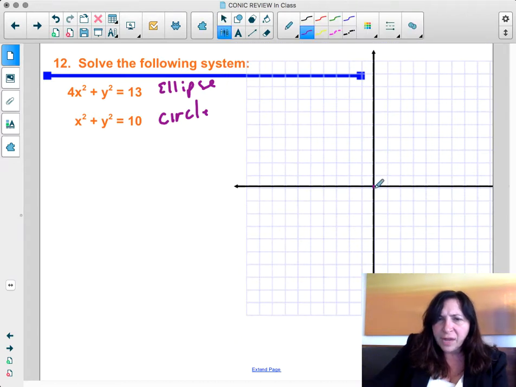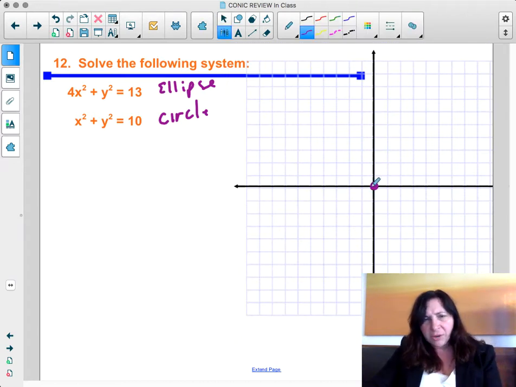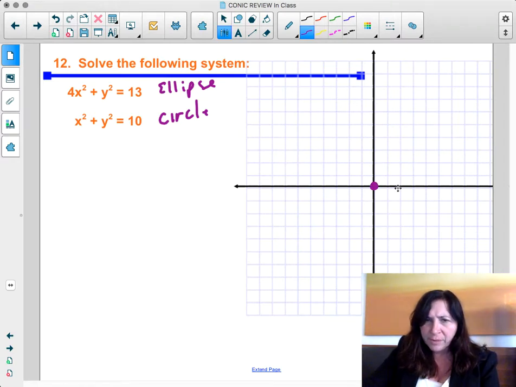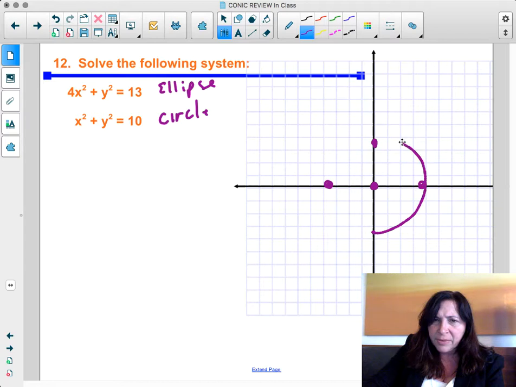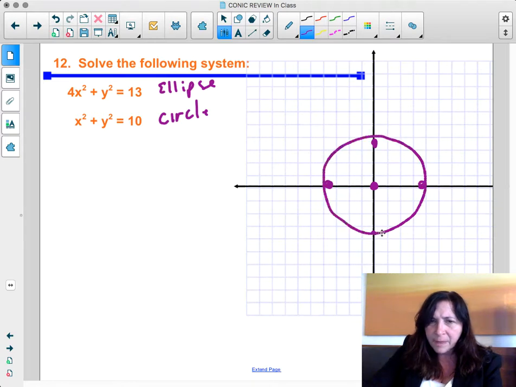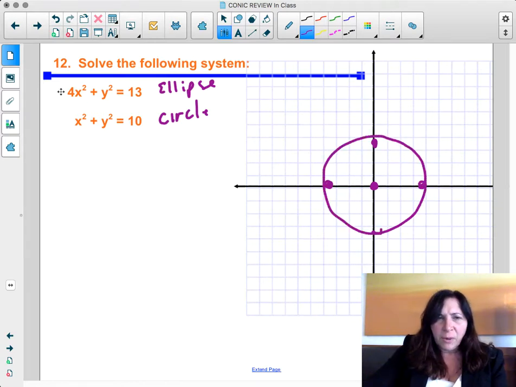If my center is at 0, 0, in the x direction, I'm going to go the square root of 10, which is 3 point something. So 1, 2, 3 point something. And then that's all the way around. So 3 point something, 3 point something. So this looks like the second equation. Okay, this one right here is an ellipse. So I need to fix that a little bit.